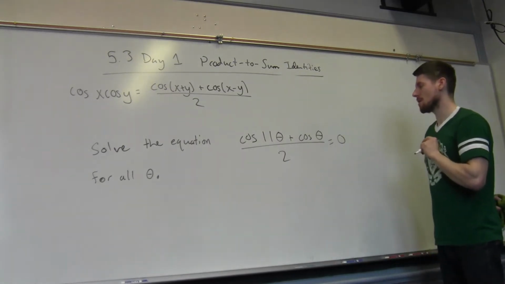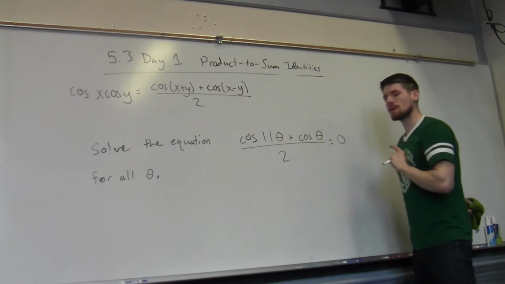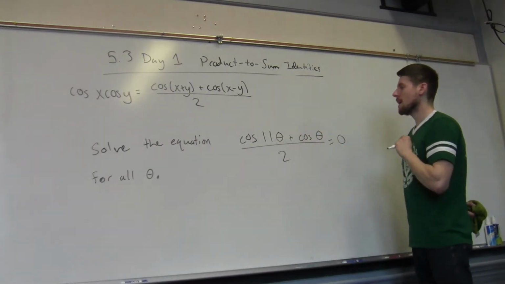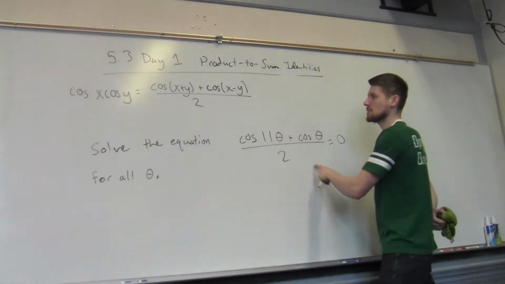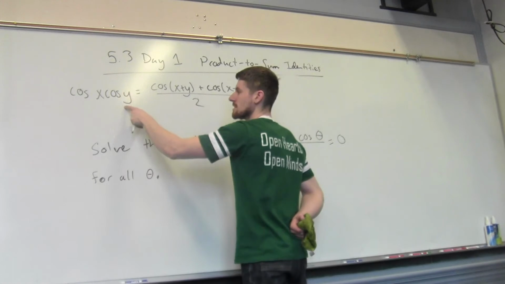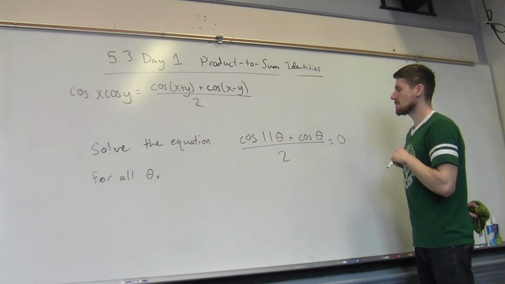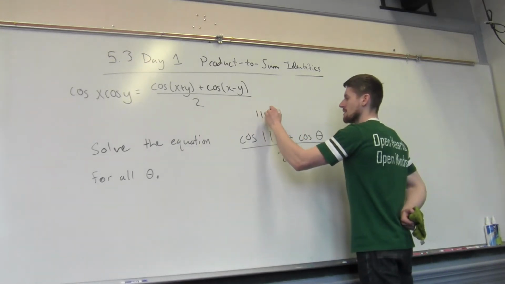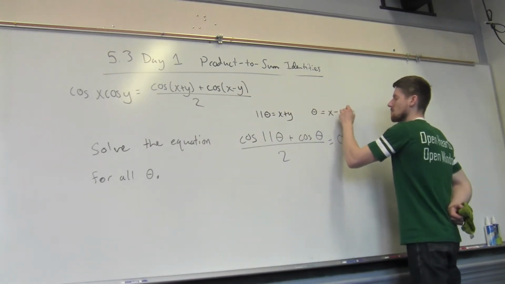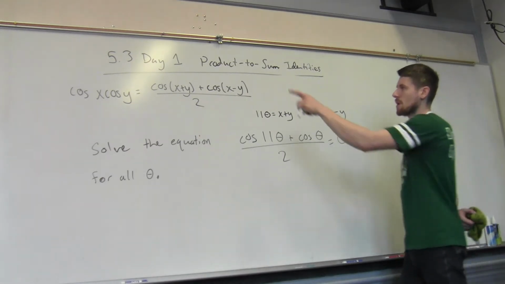So, to get a handle on this problem, I'm not quite sure how to get 0 out of cosine of 11 theta and cosine of theta. So what I could do is turn this into a product of two cosines, and then if either one of these cosines is 0, then the whole thing will be 0. So I need 11 theta to equal x plus y, and I need theta to equal x minus y in order to use this product to sum formula.